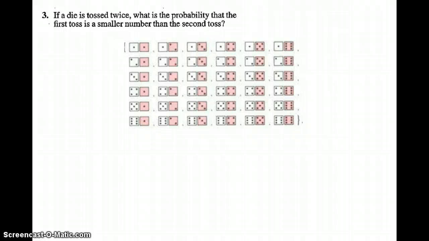All right, so just like for the last one, I went ahead and pulled up the array for the tossing of 2 dice, which is the same thing as tossing the same one twice. First toss is white, second toss is pink, according to this one. What's the probability that... Okay, wait, stop right there. My answer is going to look like this. Okay, what is the probability that the first toss is smaller than the second toss?